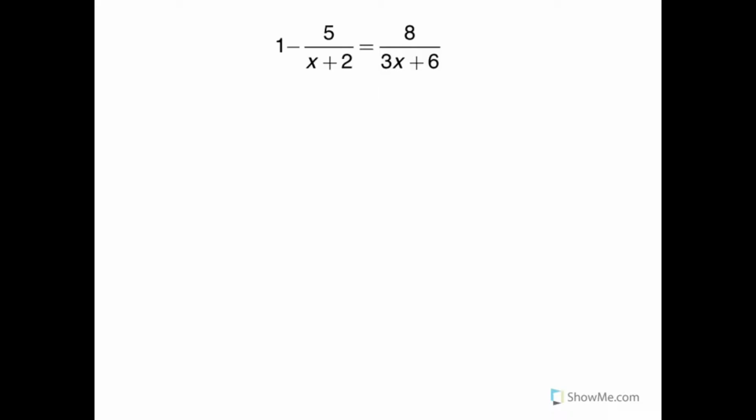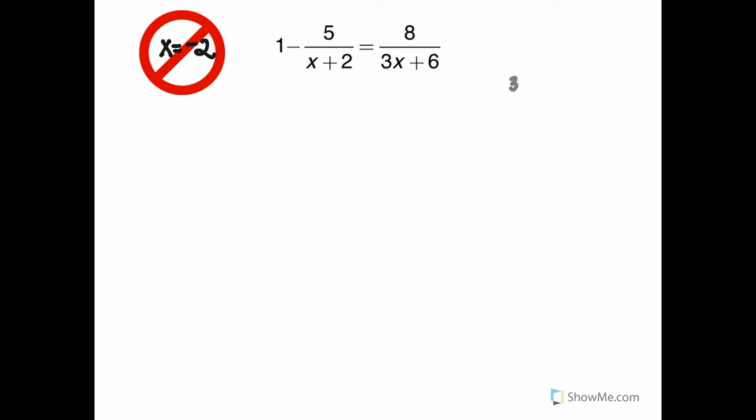But since it's a rational equation and we have some denominators, there's going to be some forbidden values. Any number that we put in place of x that makes the denominator equal to 0 is a forbidden value. So if x is -2, -2 plus 2 will equal 0, and so -2 is a forbidden value. The way you find them is to set the denominator equal to 0 and solve.